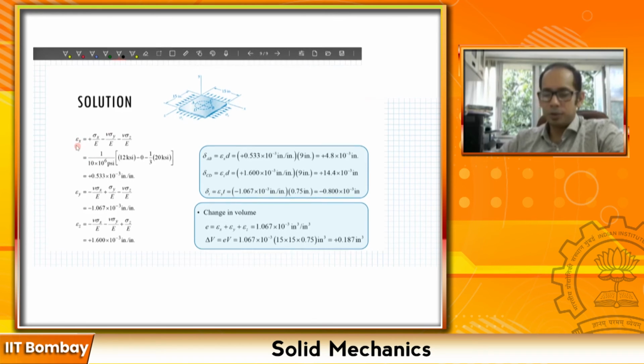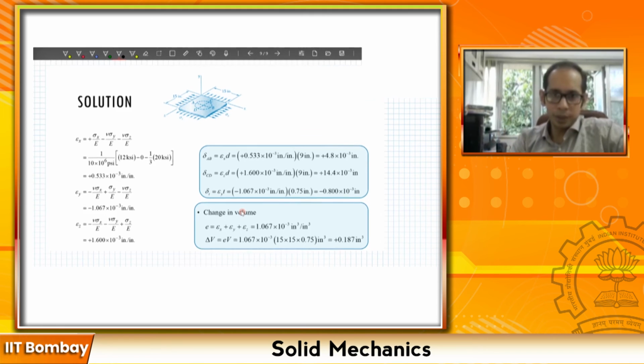As I said, you calculate the epsilon x, and you substitute the numbers carefully. You have to be careful of the units that you're calculating, right? Now you calculate your epsilon y and epsilon z in a similar fashion. Now once you have these epsilons, this is the relationship between the change in length and the original length. So to find the change in length, you multiply the epsilon with the original length, d, which is the diameter for this AB and the CD, these inscribed circles that you have over here, right? And the last one is this delta T, which is the change in thickness. So that's how you calculate these numbers.